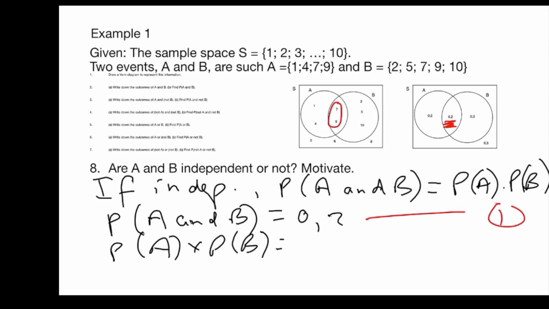Now the probability of A, how many outcomes are in A? There is 4 out of 10. So it's 0,4. Multiplied by the probability of B. In B, there is 5 out of 10, which is 0,5, also giving us 0,2.